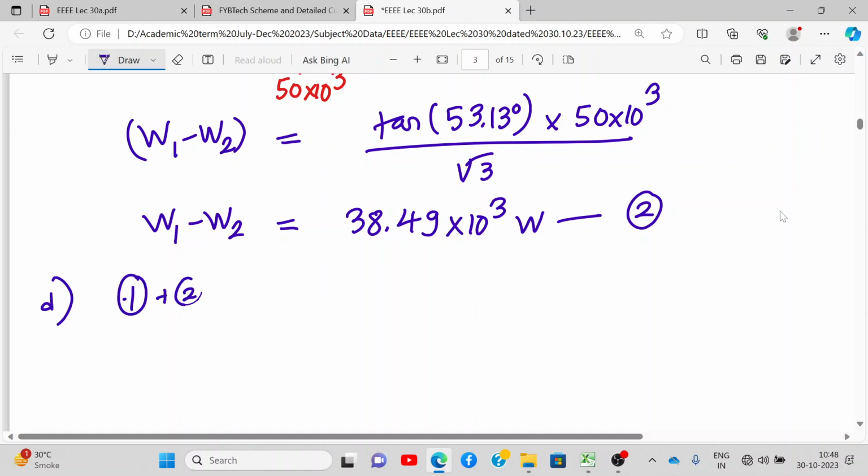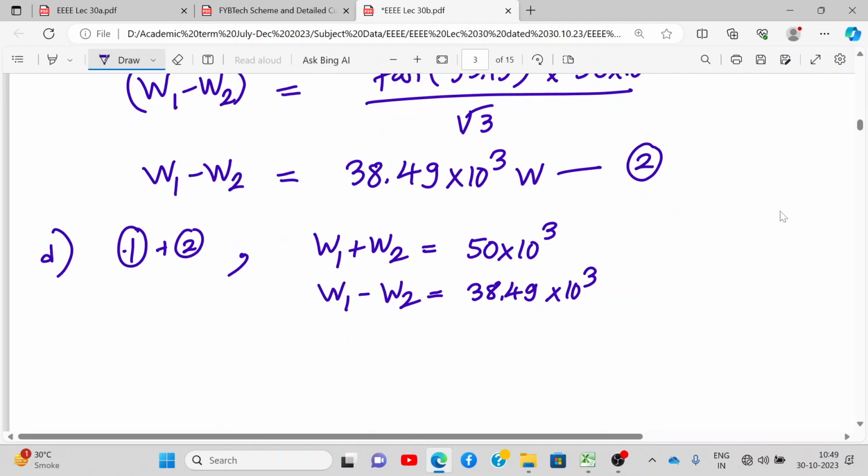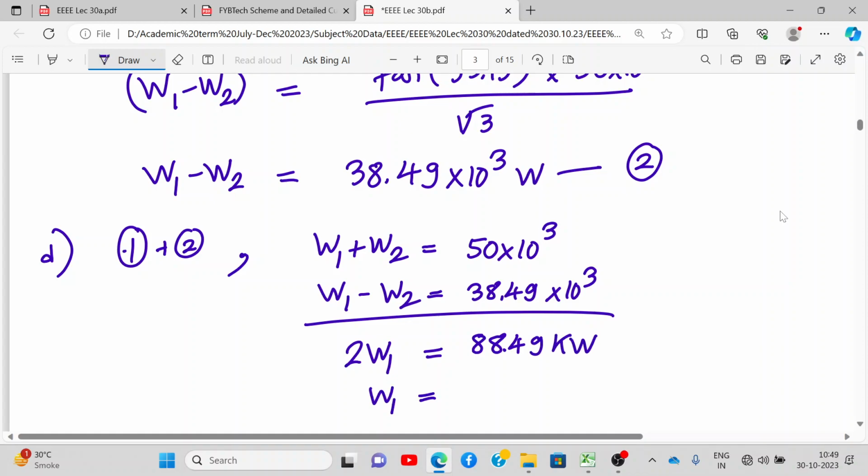Equation 1 plus 2. So W1 plus W2 is 50 into 10 raised to 3. W1 minus W2 is 38.49 into 10 raised to 3. So if we add them together, what will you get? Twice W1 will be 88.49 kilowatts. So what will be W1? Half of it, 44.245 kilowatts.